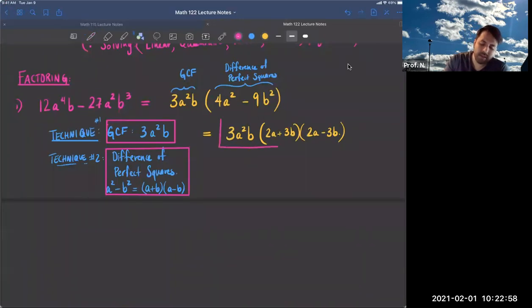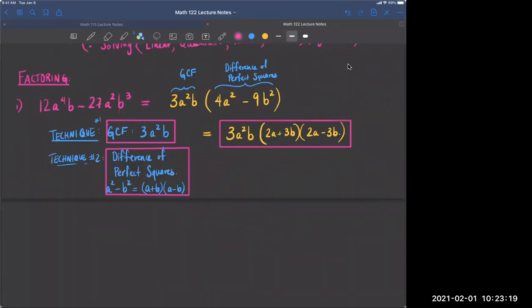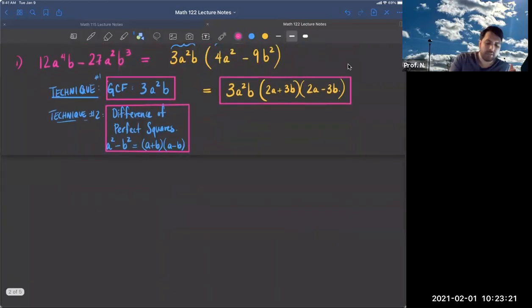So this, guys, is the fully factored form of our original expression. So we apply GCF first, and then we apply the difference of perfect squares factorization second. Is everything okay with this? Yes. Good, good. That's what I expected. Okay, good.